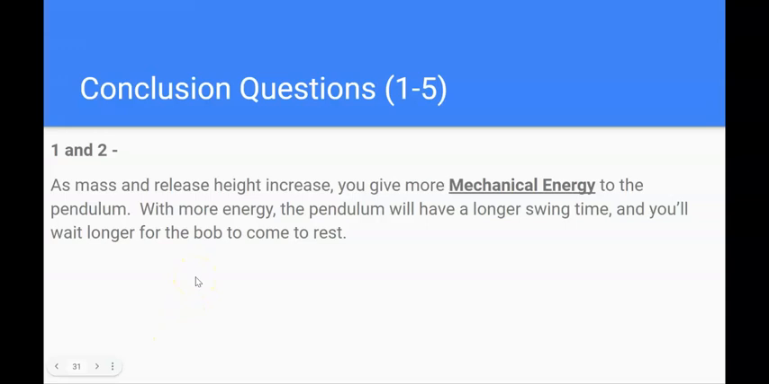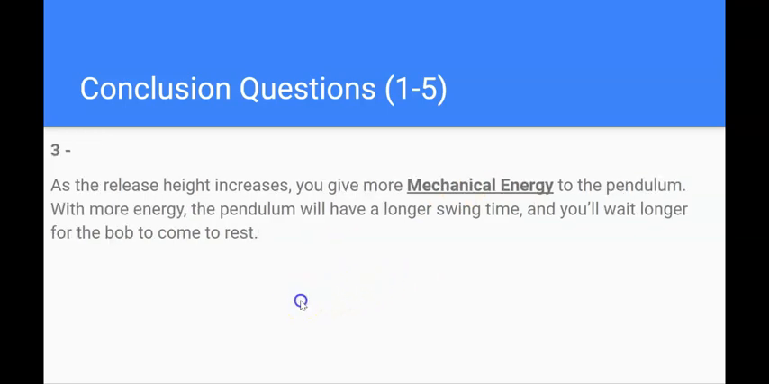I'm also going over the answers to the conclusion questions, which, if you paid attention closely to today's lesson, the lesson brings out the big ideas and the answers to all conclusion questions. So here are the answers to numbers 1 and 2. Ultimately, when you are messing around with the GPE that the bob starts with, by making the bob heavier or lighter and making the bob be released from a lower or higher release point, you are actually messing around with the total mechanical energy of the system. In other words, how much energy the system started with before you let it go.